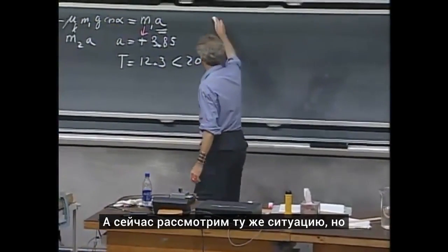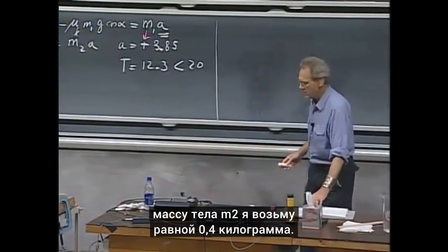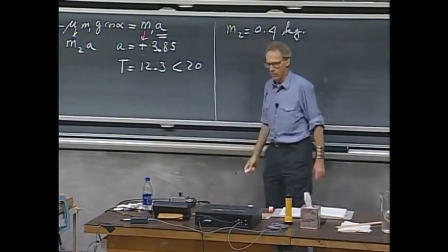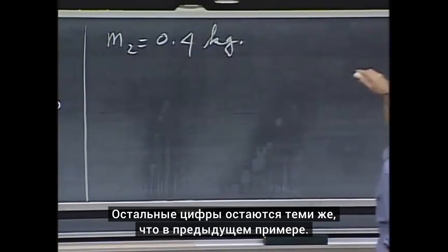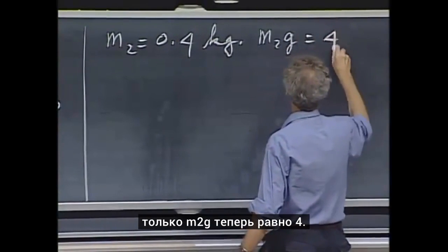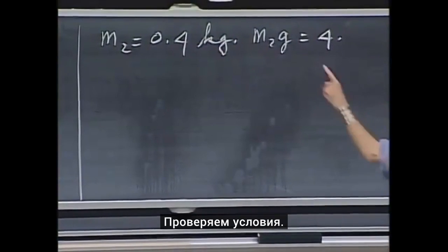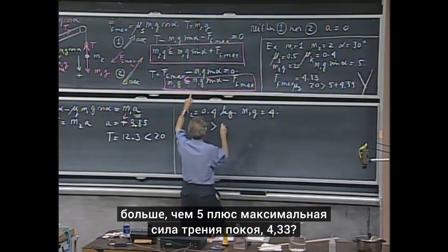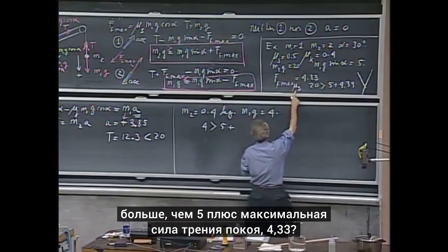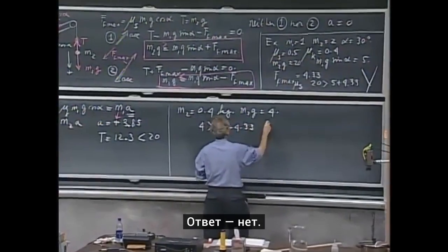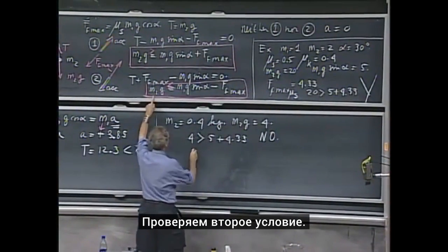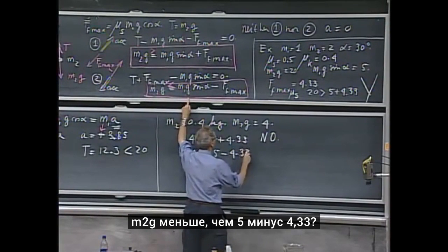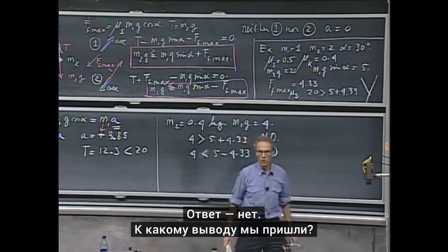Now, we take the same situation. I leave everything unchanged, but I make the second mass, m2, 0.4 kilograms. So now all the numbers remain the same that we have there, except that m2 g now becomes 4. Now I'm going to test again. Is m2 g, which is 4, larger than 5 plus the static frictional force, 4.33? The answer is no. I'm going to test for my second case. Is m2 g smaller than 5 minus 4.33? The answer is no. So what do we conclude?